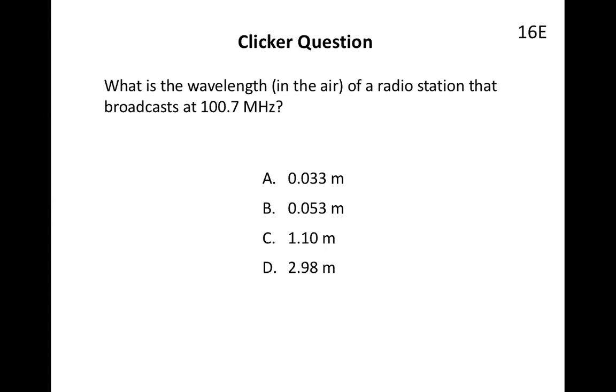299,792,458 divided by 100.7 times 10 to the 6 hertz, cycles per second. And you end up with meters per cycle of 2.98. And notice how cycle has been dropped. That's typical. Be prepared for that, as I warned you before.